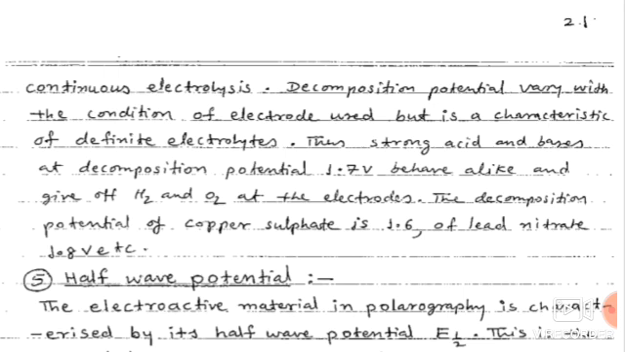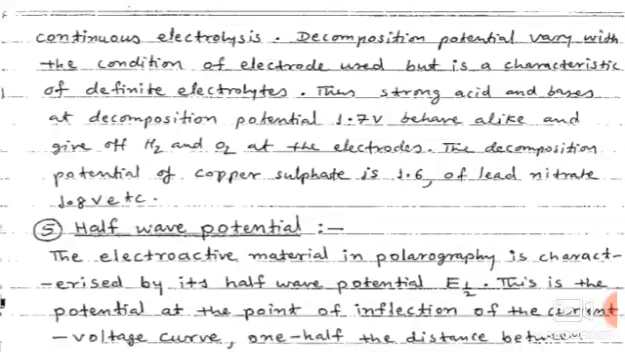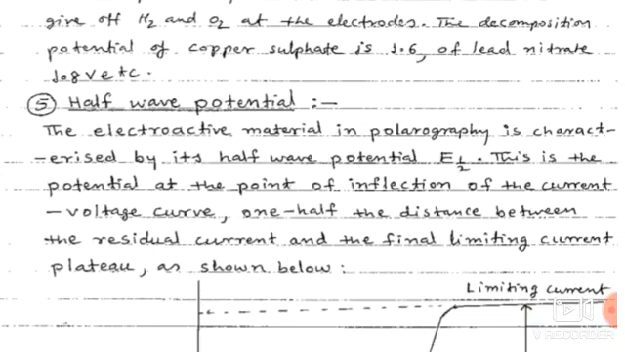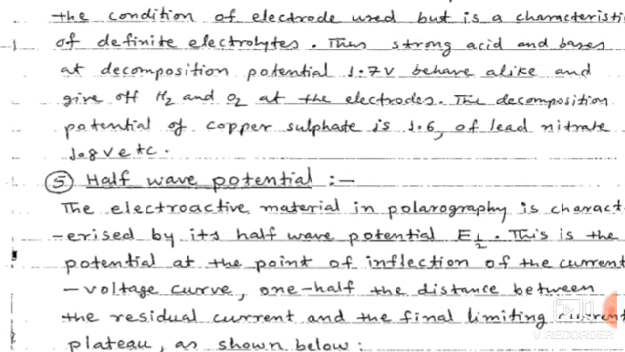Thus, for strong acids and bases the decomposition potential is about 1.7 volt, and they behave alike, giving off H2 and O2 at the electrodes. The decomposition potential of copper sulfate is 1.6 and of lead nitrate is about 1.8. So it depends upon the electrolysis material as well as the electrolyte solution and the electrodes.